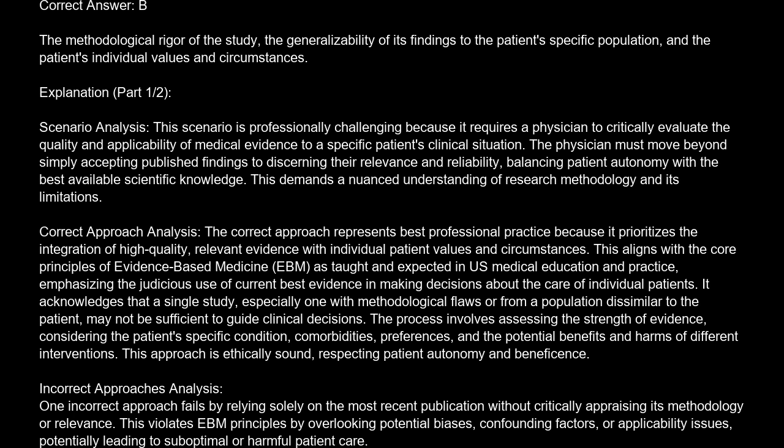The process involves assessing the strength of evidence, considering the patient's specific condition, comorbidities, preferences, and the potential benefits and harms of different interventions. This approach is ethically sound, respecting patient autonomy and beneficence.